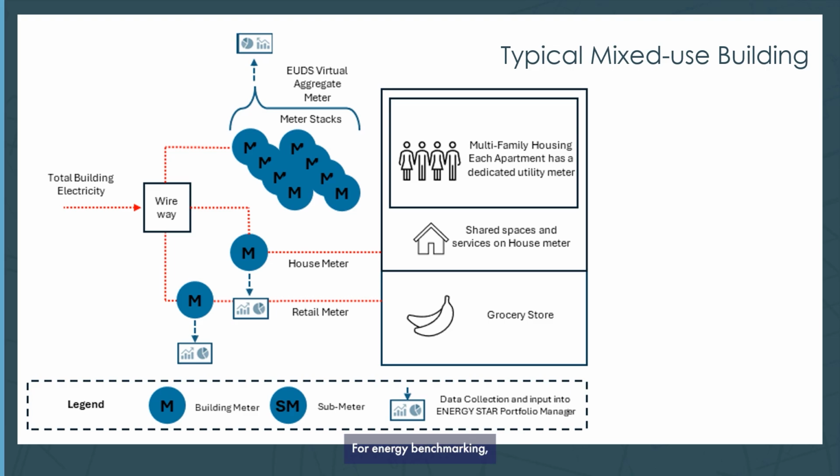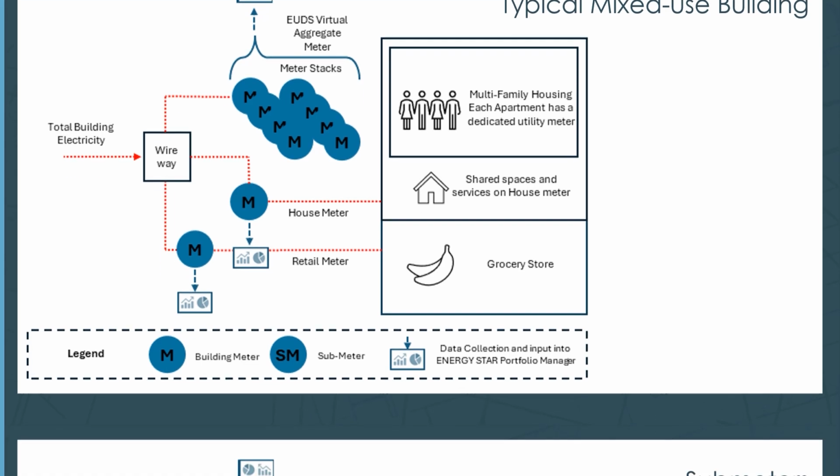For energy benchmarking, the utility can be asked to create a virtual aggregate meter that represents the sum of the energy use of all the utility meters included. What if we wanted to know how much energy a particular system or building service was using? What if there are non-building energy loads that I wanted to exclude? What if I wanted to understand how to increase the energy performance of major building systems? That's why we're talking about submetering.